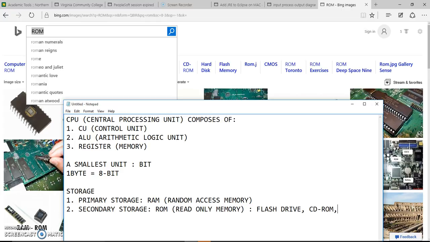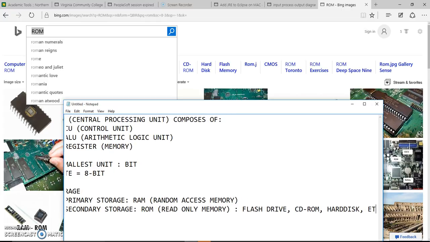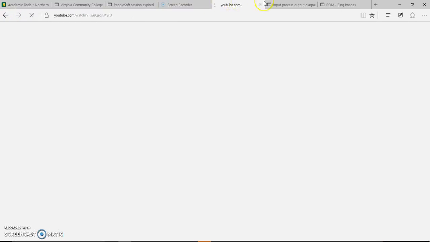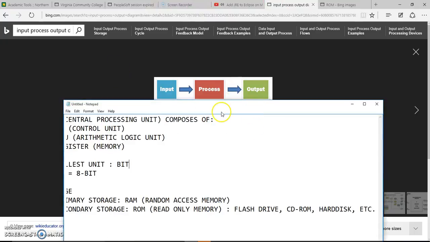CD-ROM, hard disk, right? So we come back to here, right?